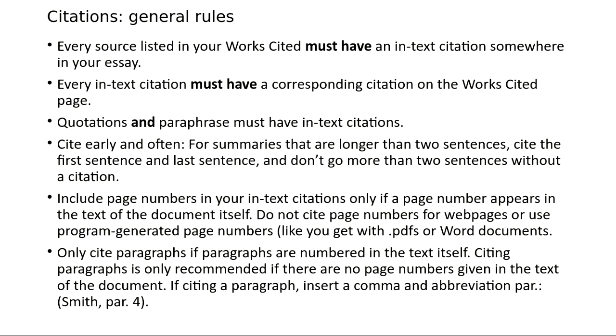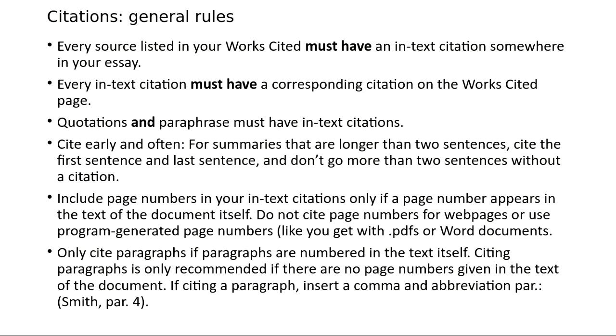A few other things with in-text citations: cite early and often. When you're using an in-text citation in a source, in other words, if you're summarizing something and it goes on for more than 2 sentences, then cite the last sentence and don't go more than 2 sentences without giving a citation. Even if it's the same citation, if you're just giving the same citation over and over again, that's fine. But what you don't want is a really long summary paragraph, and at the very end of the paragraph there's a citation, and now I have to figure out whether the whole paragraph is coming from the same source, or part of it. Is some of this your analysis?